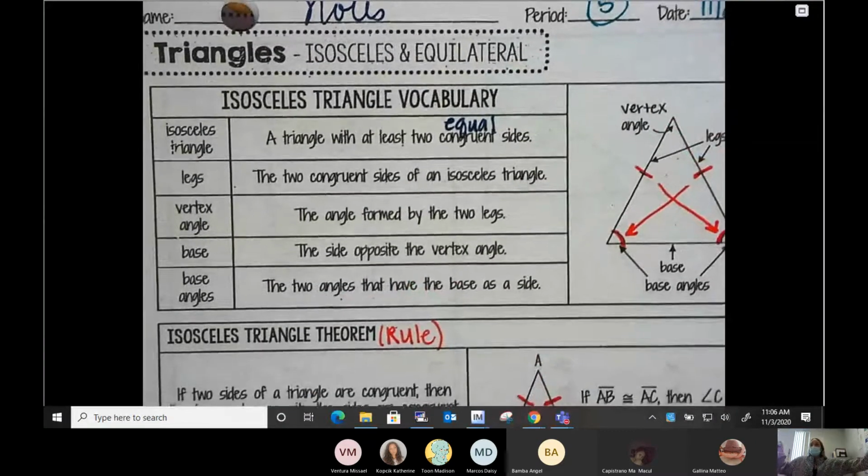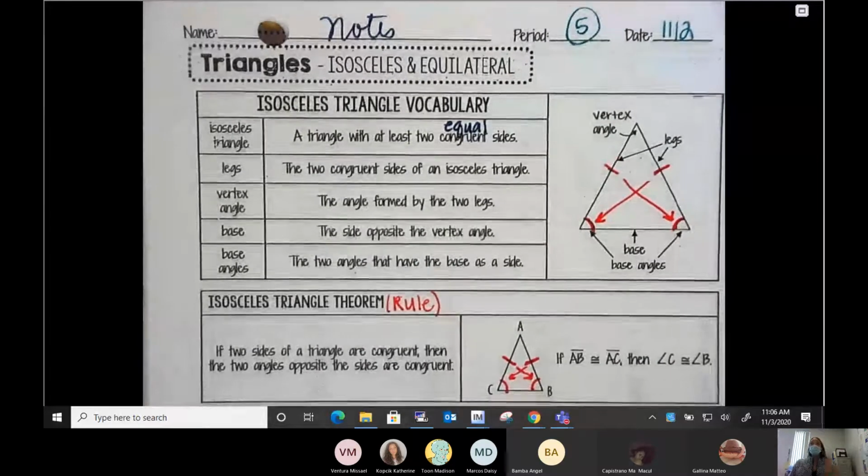What do you know about them? Alarabi, what do you know? They have two equal sides. Good. And so if you know they're isosceles, they'll have two tick marks and only two tick marks. What else do you know about isosceles triangles?